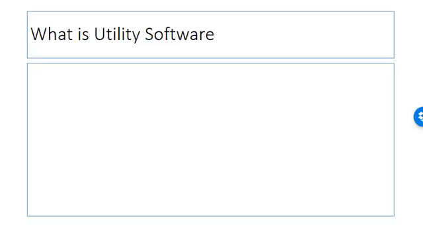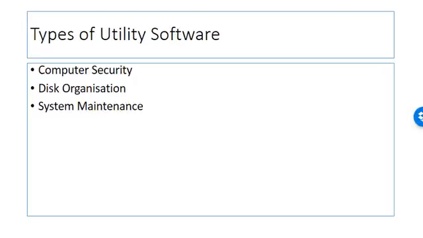So utility software is software which is normally provided by the operating system, which allows you to perform some sort of function, some sort of way to help benefit the system itself, hence the phrase utility software. Three main types of utility software to be looking at are computer security, disk organisation, and system maintenance.